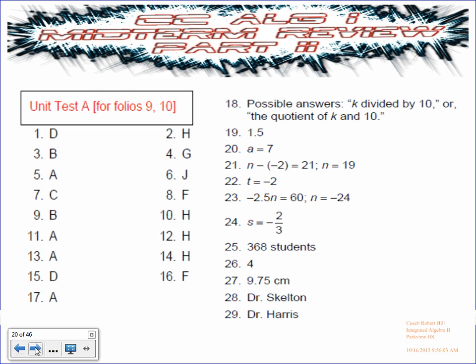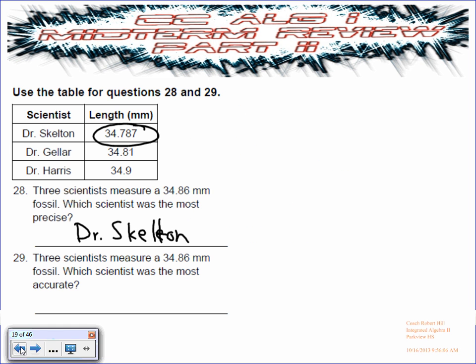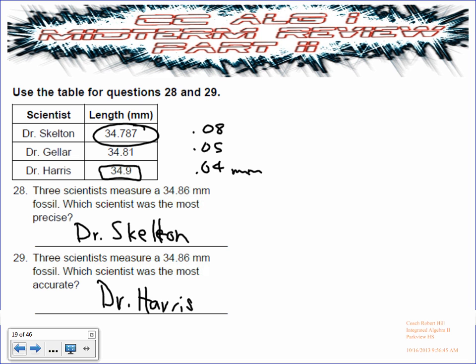Okay, the most accurate, guys, again, here are your answers. Notice in this one it says Dr. Harris. Again, Dr. Harris is the most accurate because that's the one that's the least amount away. Look at this. Dr. Harris is only 0.04 of a millimeter off. This one is 0.05 off. And this one is 0.08 millimeters off.